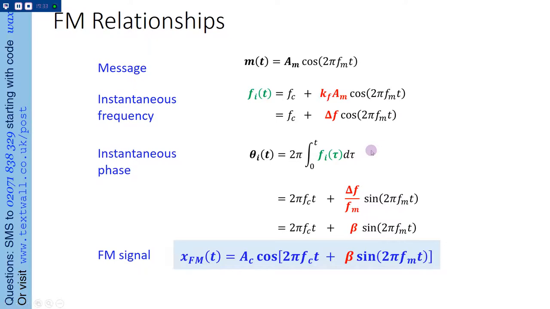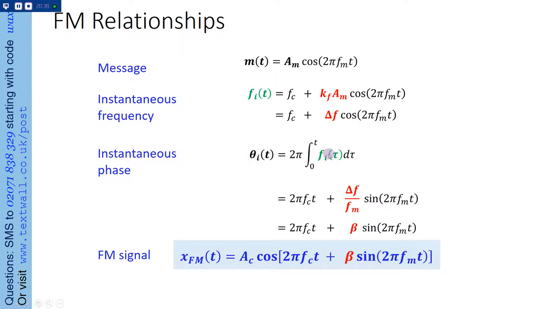Okay, so these are the relationships after substituting all the values for beta. This is what we have. So if we have some message, which, to be consistent with our AM examples, we're using a simple single tone message, so cosine 2 pi FM t. So that's our message. The instantaneous frequency is equal to the carrier frequency plus something that's proportional to that message. So the constant of proportionality is this scalar KF, modulation sensitivity, and this is our message here. If you multiply these two together, that gives you your maximum frequency deviation. So that's how far the frequency can deviate from the carrier, because the cosine at maximum can be 1, minimum minus 1. So the maximum deviation is delta F.